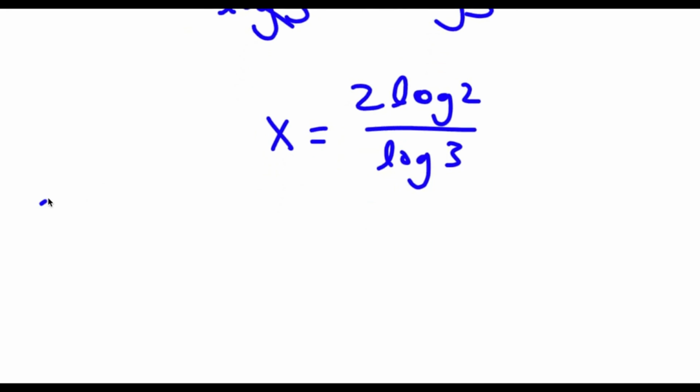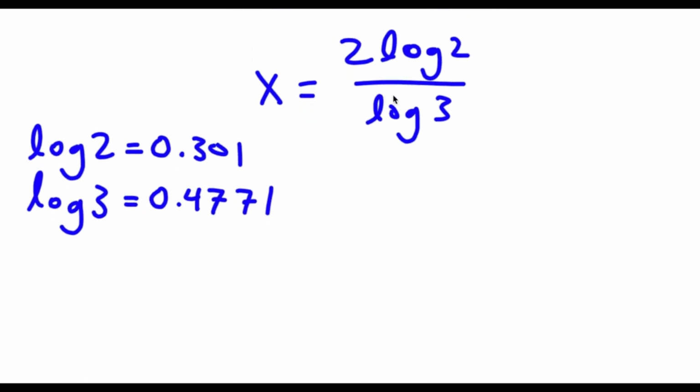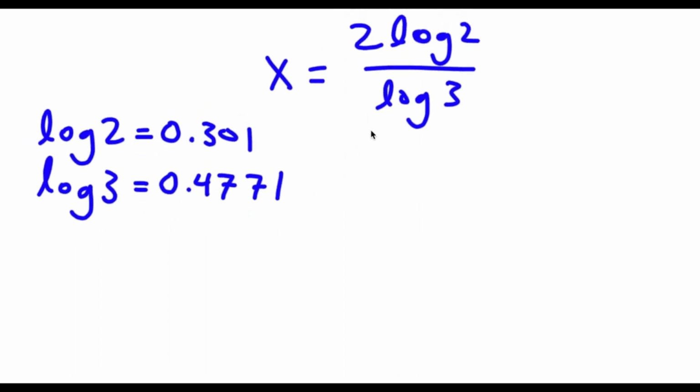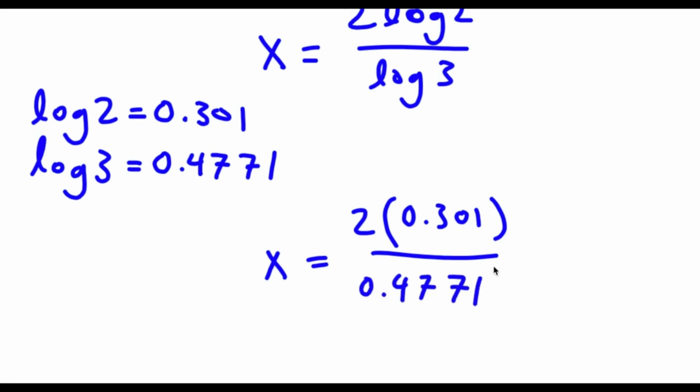Now the value of log 2, this is equal to 0.301. And log 3, this is equal to 0.4771. So now if I plug these values into our equation here, I get x is equal to 2 times 0.301 over log 3, which is 0.4771.